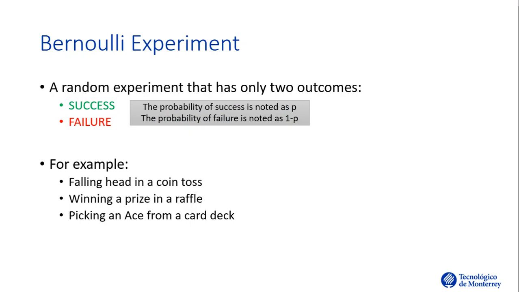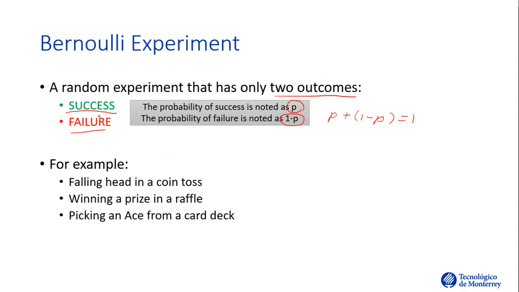The first thing that we're going to talk about is something called a Bernoulli experiment. It is nothing but an experiment that has two possible outcomes, success or failure. In fact, when you are talking about success, the probability of success is always denoted as P, while failure is denoted as 1 minus P. The probability of success plus the probability of failure must always be 1, because it has just two outcomes.